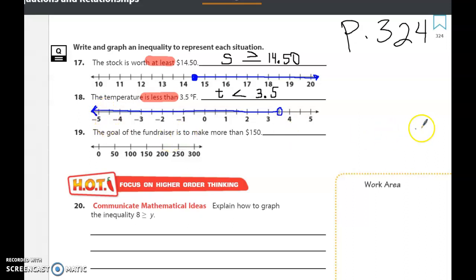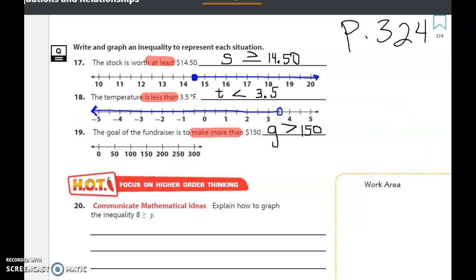All right, number 19. The goal of the fundraiser is to make more than $150. Again, we have to have our variable. We're trying to find a goal, so I'm going to use G for goal. And our number that we're talking about, we're relating it to 150. And now I have to think, what inequality symbol do I want? Well, I want to make more than 150. I don't want to make equal to or less than. I want our goal to be more than 150, greater than 150.